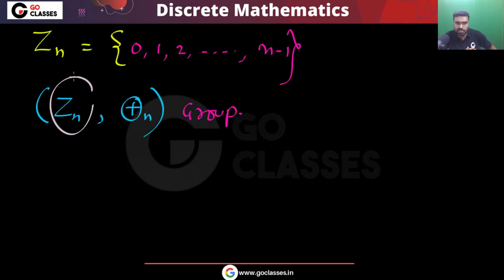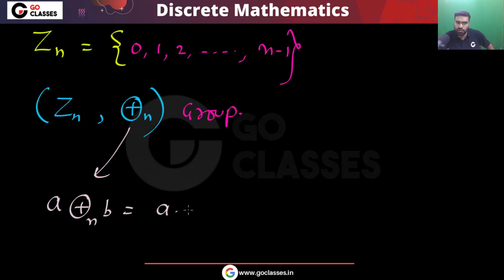We have already seen that this Zn under addition modulo n is an abelian group. What is this operation? a addition modulo n b is equal to, first you do the addition, and then you find the remainder when you divide by n. Then you find mod n. Very simple. Now, this is an abelian group, we already know.